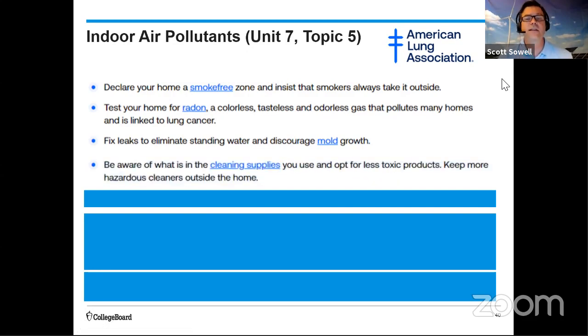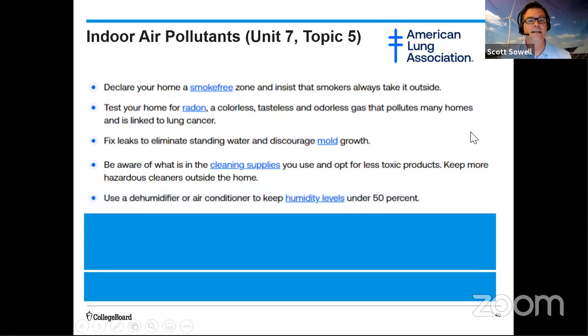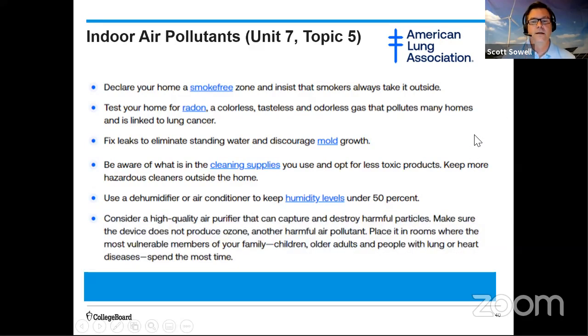And then take a look at the cleaning supplies you use. Think about what kind of cleaning supplies are producing VOCs, for example, or the pesticides that you might use in your home. Dehumidifiers or an air conditioner can keep the humidity levels low. Because remember, anytime that humidity level goes pretty high, that's when you're going to have more mold growth.